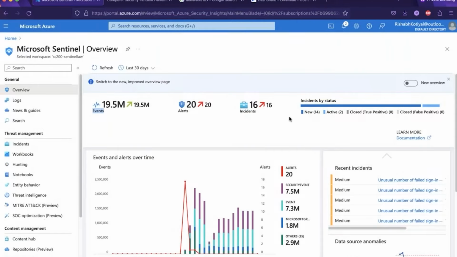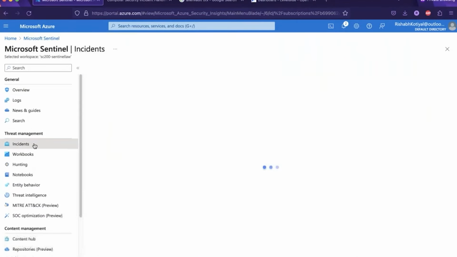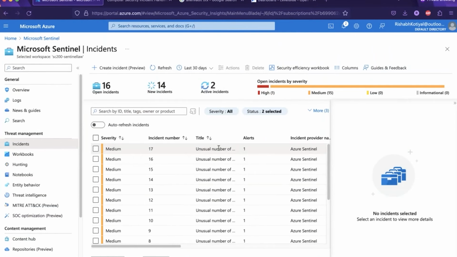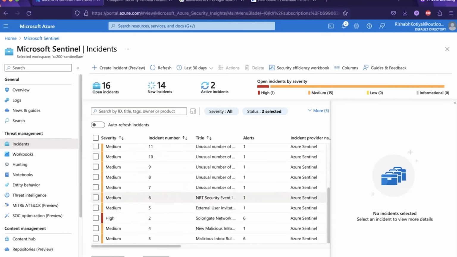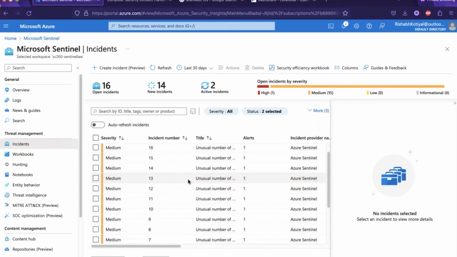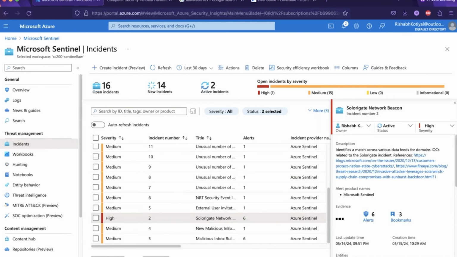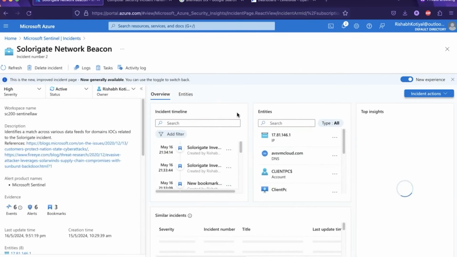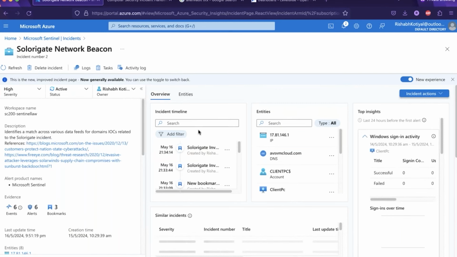I have created these demo things. If you go into the incident section of this demo part, in my yesterday's session as well, when I was talking about continuous monitoring, I was showing the same thing. You will see medium, medium, medium severity level up to high severity level as well. Yesterday I was showing you the Solarigate network beacon. If you look at the alert timeline, I want to show you something. Incidents keep going on.